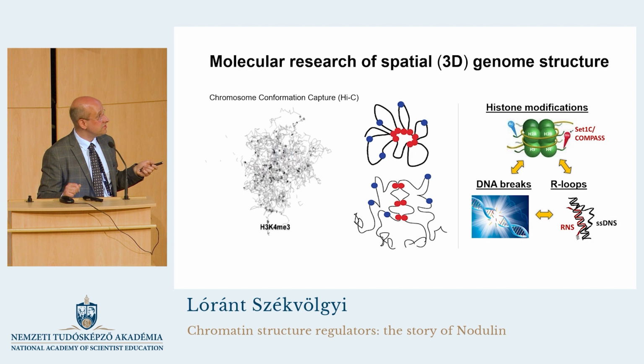So the R-loop is a three-stranded nucleic acid structure, which is composed of an RNA-DNA hybrid and a displaced single-stranded DNA.